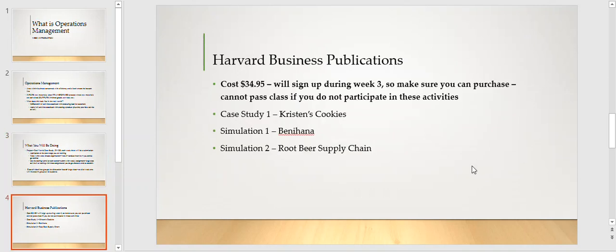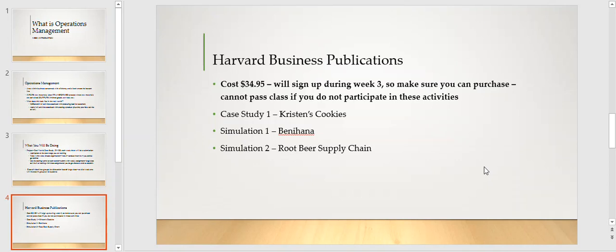You will also be required to go out to Harvard Business Publications, and you will be signing up for 1 case study and 2 simulations. The total cost for all 3 is $34.95. You'll do that during week 3, so I just want to bring this to your attention so that you have the funds available to purchase it.